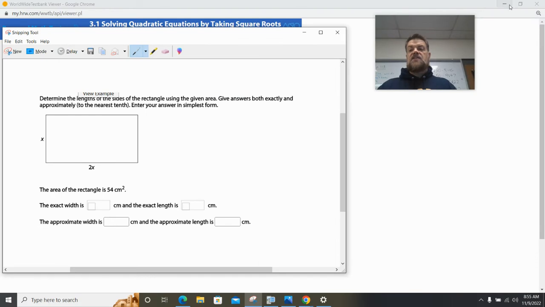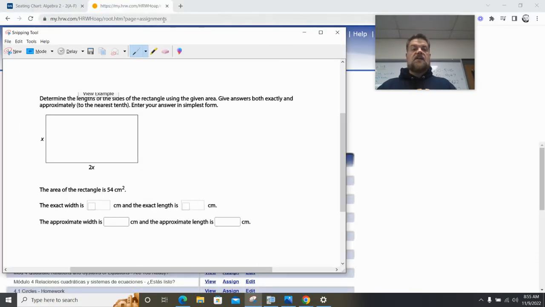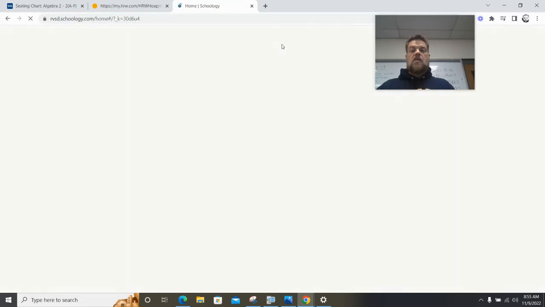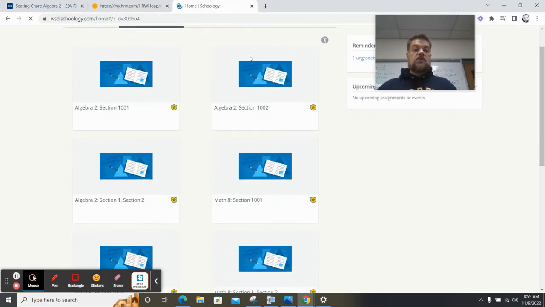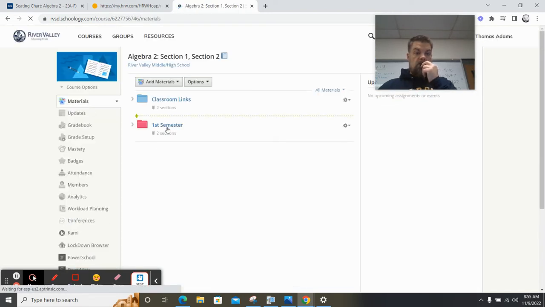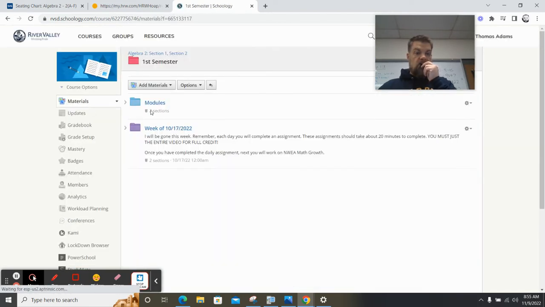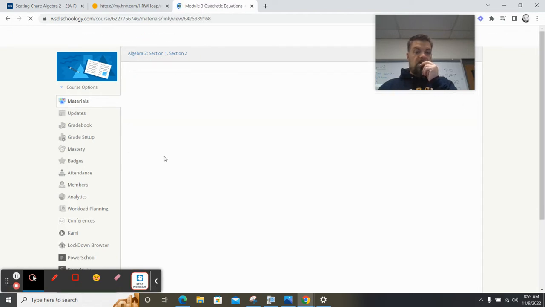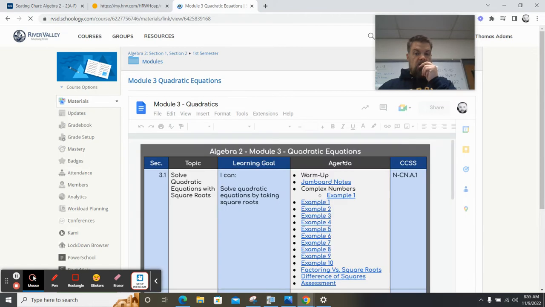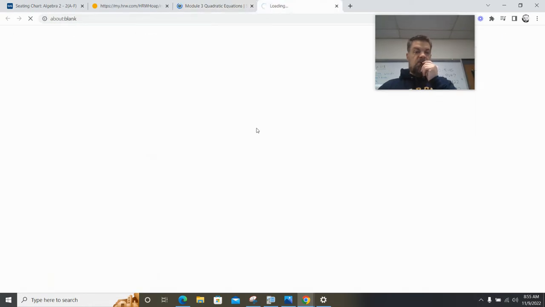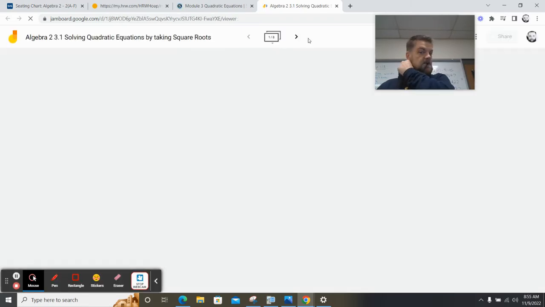So here's the thing. This is an application of the concept itself. So I'll put this in the Jamboard notes too, so you can refer to it later. It's a lot of work to get to these Jamboard notes. All right.